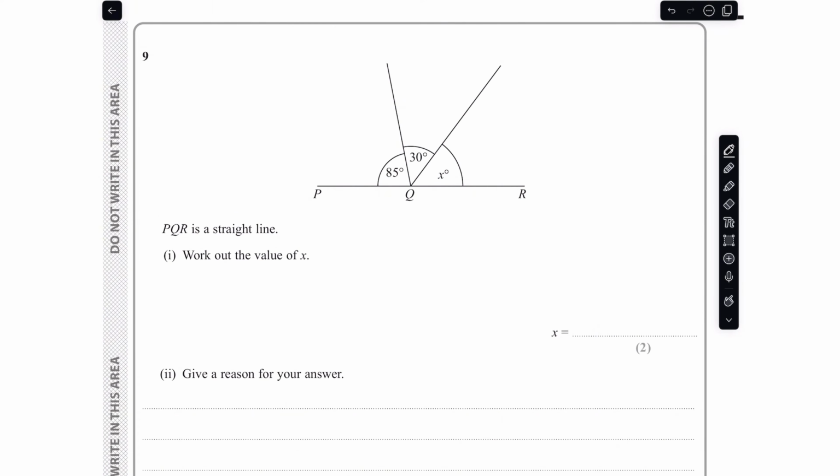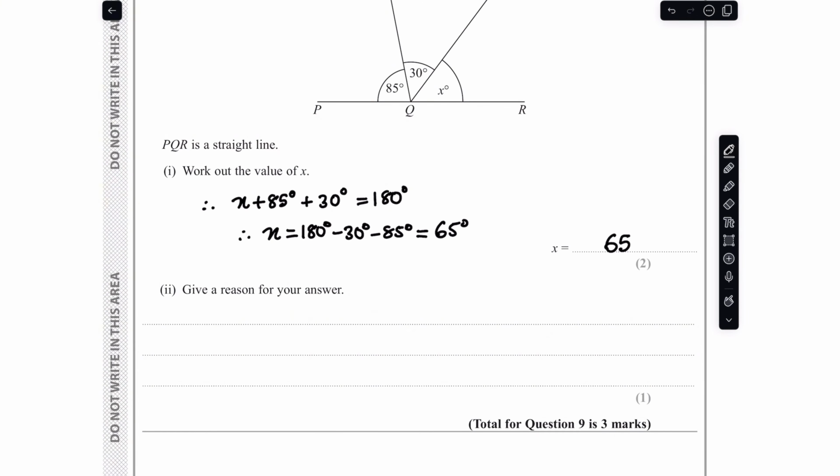In question 9, we are given a straight line, which is PQR, and we are told to work out the value of x. So remember that on a straight line, all the angles add up to 180 degrees. Therefore, x plus 85 degrees plus 30 degrees equals 180 degrees. Therefore, x equals 180 degrees minus 30 degrees minus 85 degrees. And if you put that on your calculator, that gives you 65 degrees. So your final value of x is simply 65.